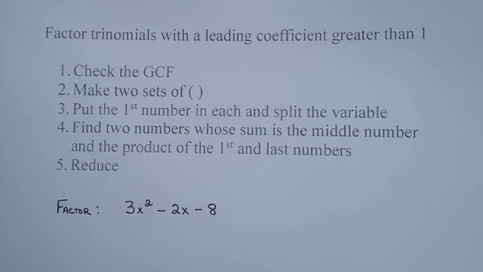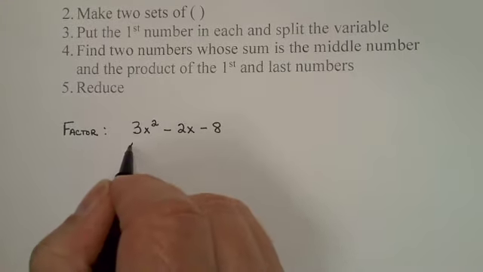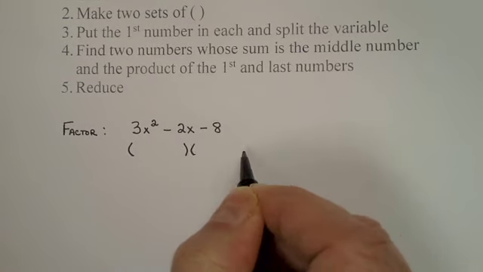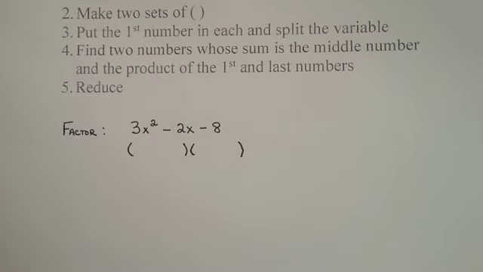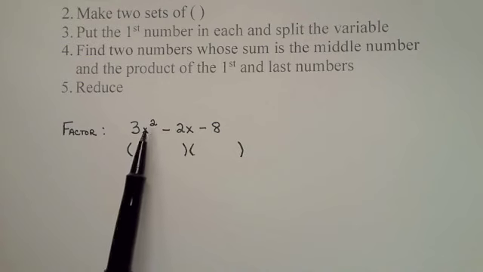So here's an example of me following these rules right here to factor this trinomial. The very first thing I'm going to look for is the greatest common factor. Is there a number that will go into each one of these? No. Next, I want to make two sets of parentheses. Once I make two sets of parentheses, I'm going to take this first number and put it here in the front, and I'm going to split this variable up.